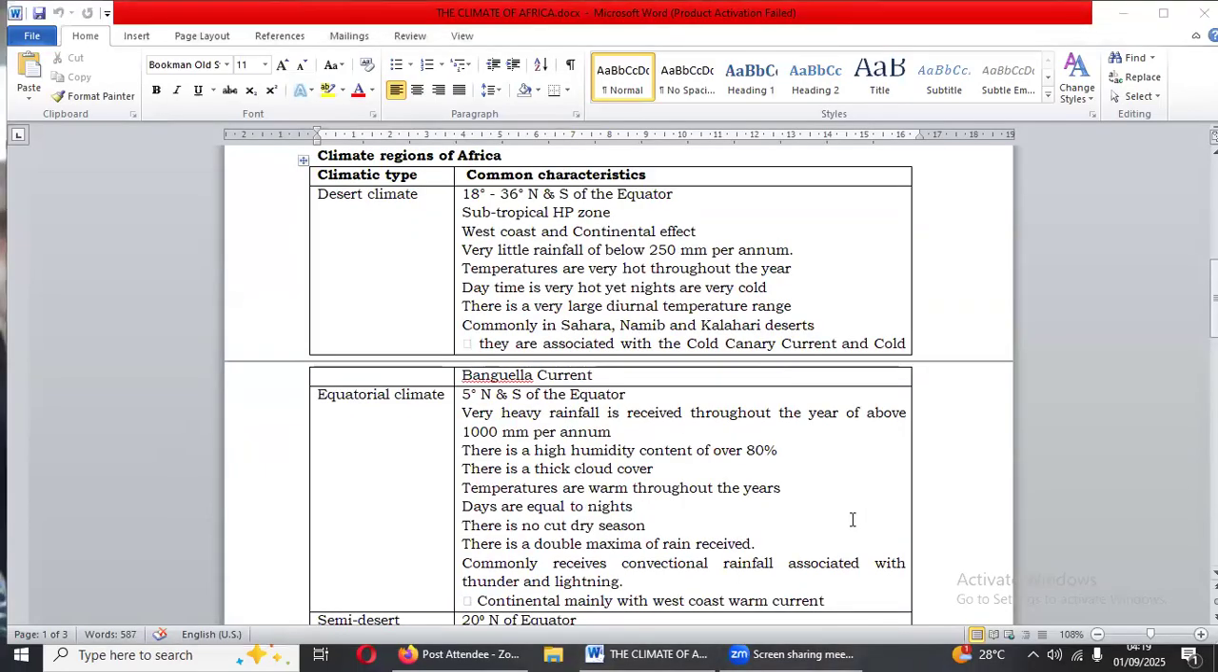So I've said that before we start, we first see what we call climatic regions. We talked of the desert climate. When we talk of the desert climate, members, we can see on the common extincts that I've been able to list, we are having that the common extincts, one, we are having 18 degrees to 36 degrees.